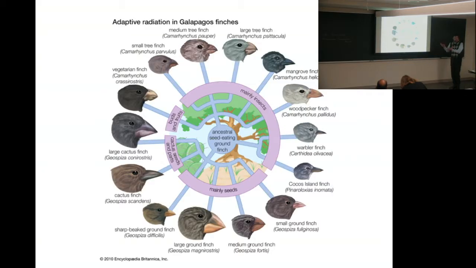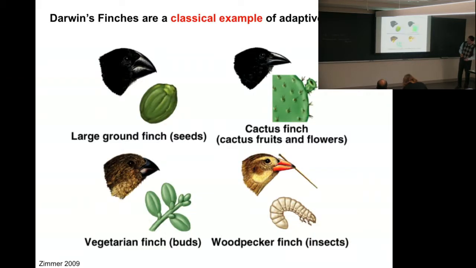So this is a textbook example of adaptive radiation. This is Darwin's finches, which evolved from a single species which landed on the Galapagos and then diversified, so that every single species here has a distinct beak in terms of size and/or shape. These are known to be used as tools for different purposes.